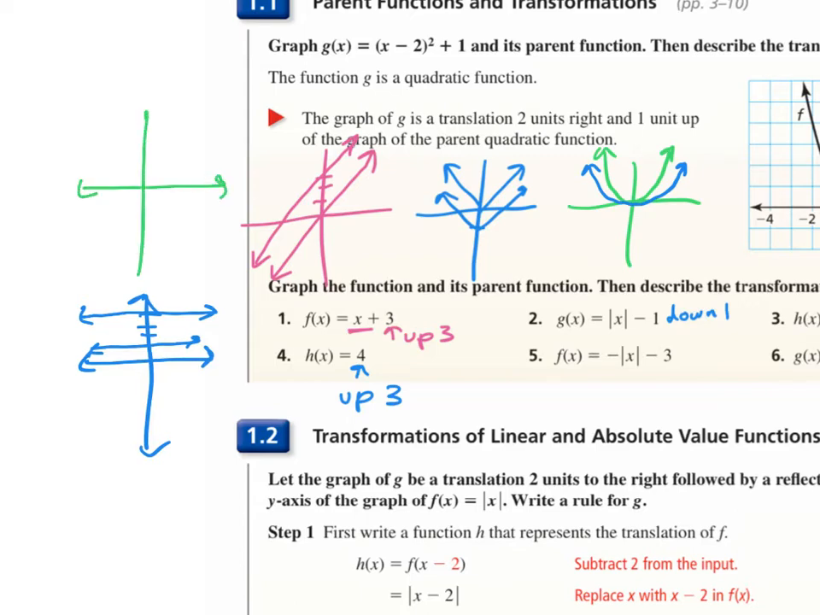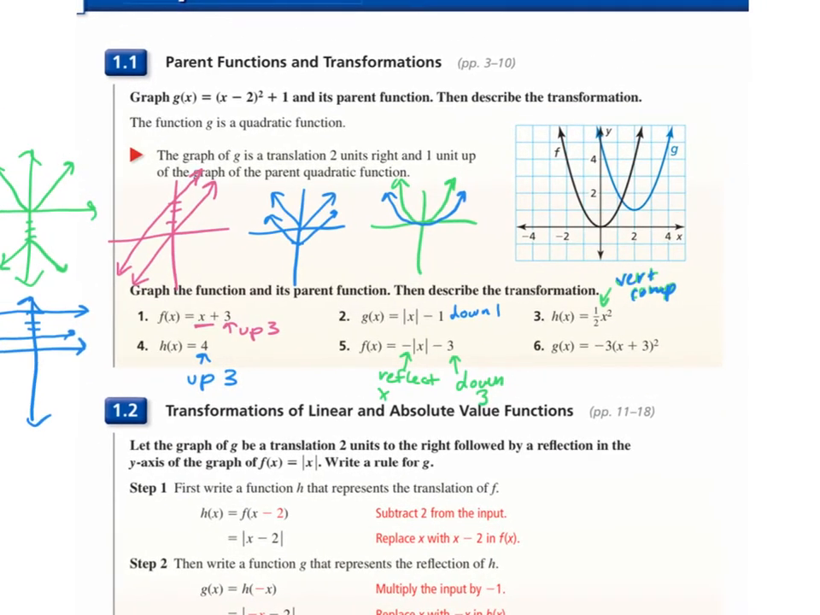For 5, we have a reflection on the x-axis. Since it's outside, it's a reflection on the x, and we shift down 3. So our parent graph would look like this. Our reflection just flips it upside down, and we shift it down 3. So our new graph would look like that.